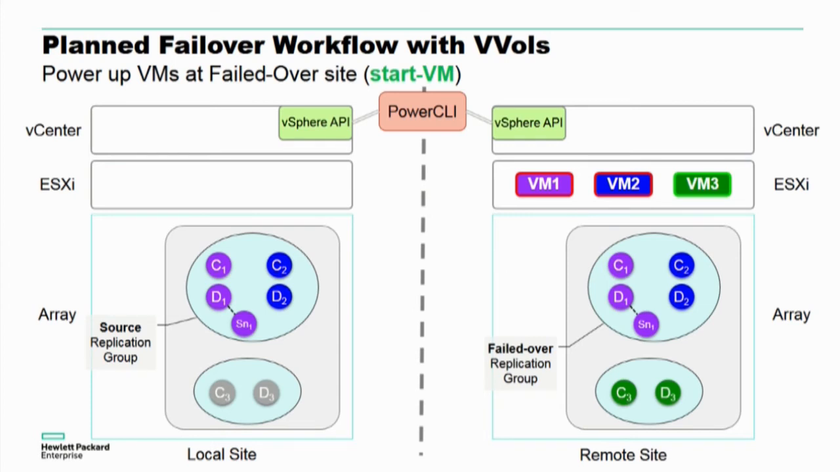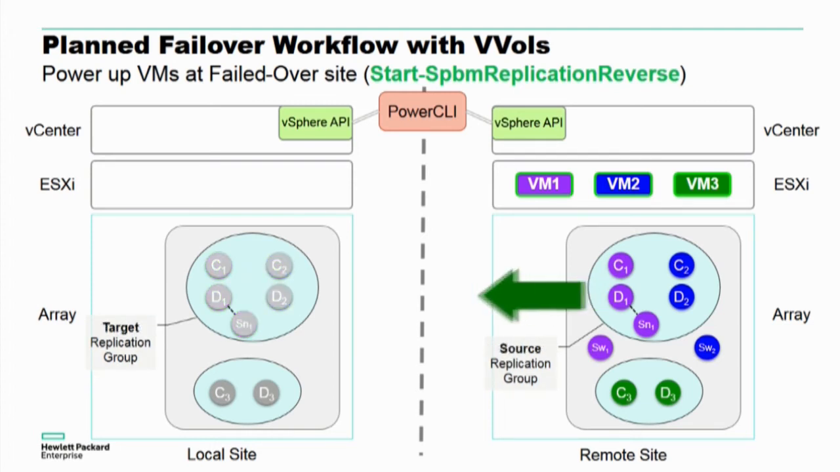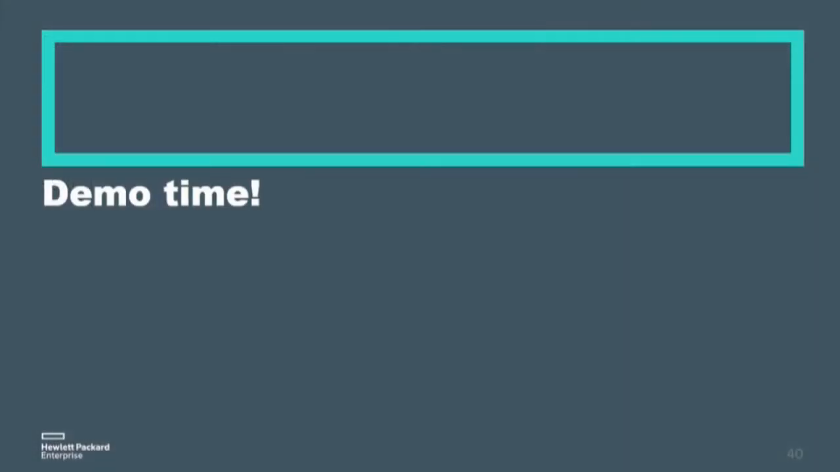So at this point, you can start your VMs at the secondary site, and you can also begin reverse replication. When you do the replication reverse, then those volumes that were visible at the source replication group disappear, and the source replication group now becomes a target replication group. So that's an example of a planned failover at an API by API level.